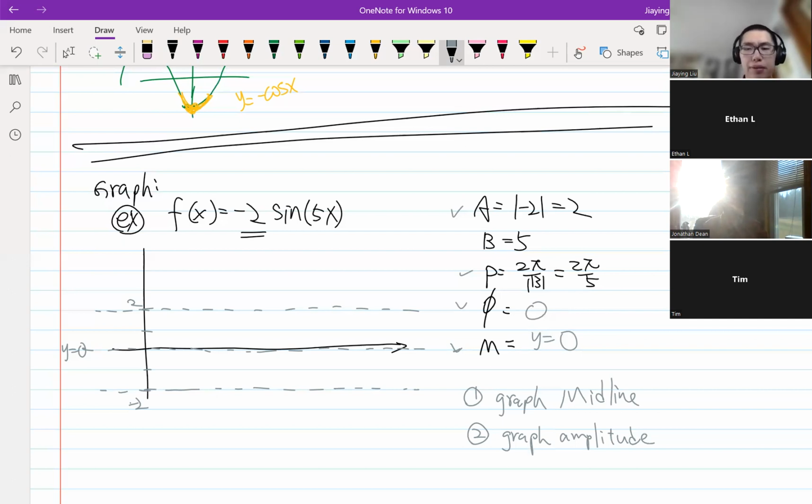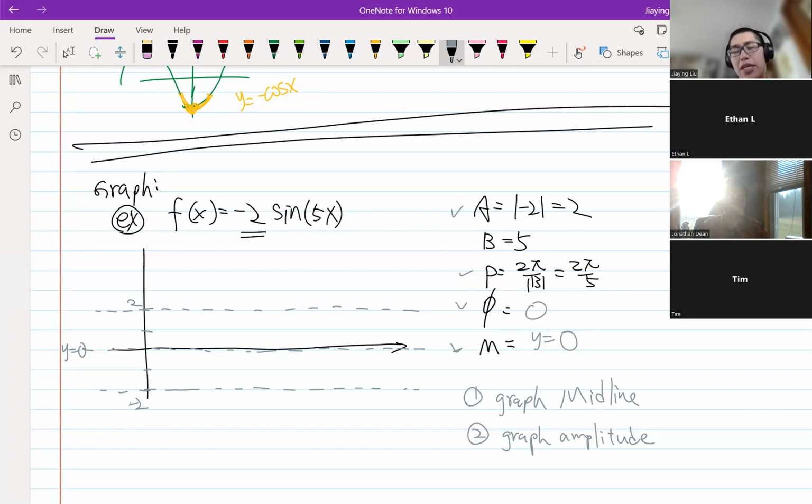Okay, so that's midline, amplitude. And remember, there's no phase shift. So we're just going to begin at a point on the y-axis and draw the correct graph. That's good. The period equals 2 pi over 5. So how do we graph 2 pi over 5, right?